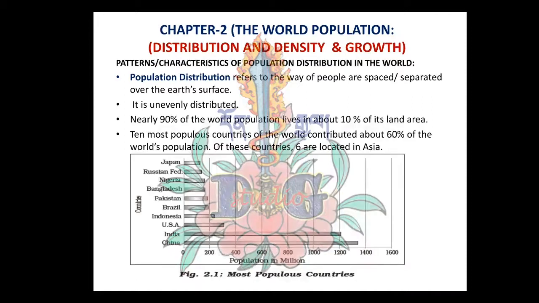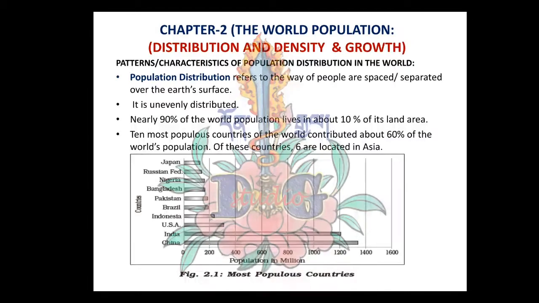How can we support the characteristic of uneven distribution of world population? Nearly 90% of the world population lives in about 10% of its land. That means about 90% of the world population is living in very small patches of land. That means we are talking about the big towns and cities, or the metropolitan cities of the world. The remaining places are sparsely populated.